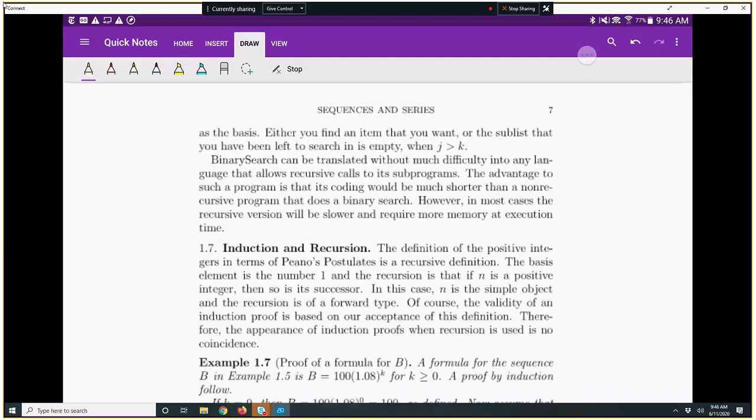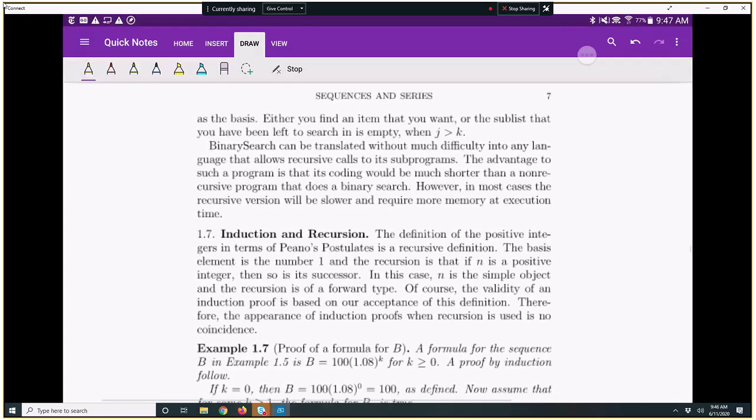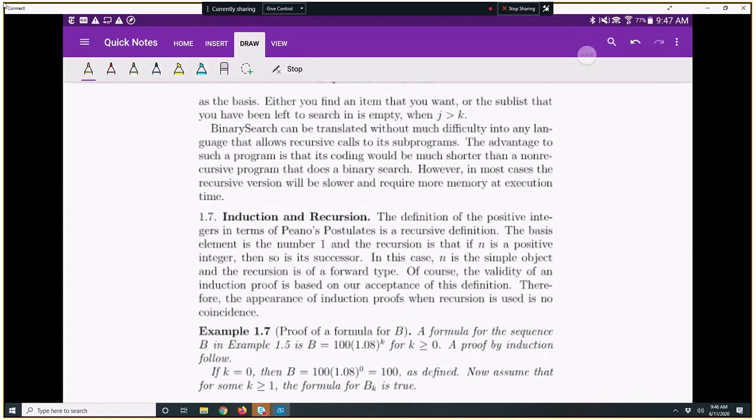The binary search algorithm can be translated without much difficulty into any language that allows recursive calls to its subprograms. The advantage to such a program is that its coding would be much shorter than a non-recursive program. In most cases, the recursive version will be slower and require more memory at execution time, but it's simply easier to program.